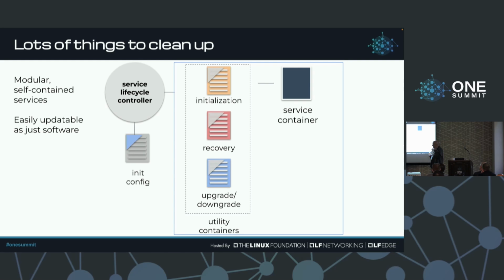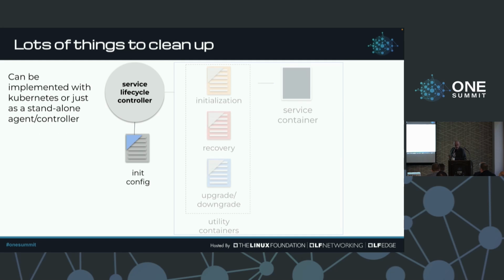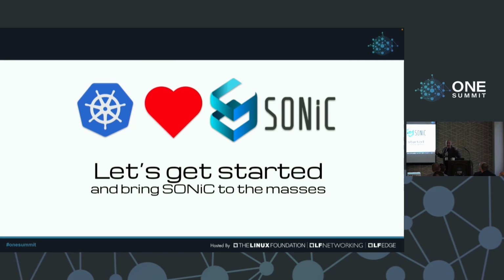All this stuff needs to be described by a very concise config file. You should basically have a list of things that you need to boot, with some notions of order and dependency. And then you have the service lifecycle controller. It's a small agent that picks up the init config file and runs things for you. It can be completely generic, it should be. It can also be implemented with Kubernetes, as just another controller on Kubernetes, or it can be a standalone agent. It's a fairly straightforward thing to implement. So let's get started.